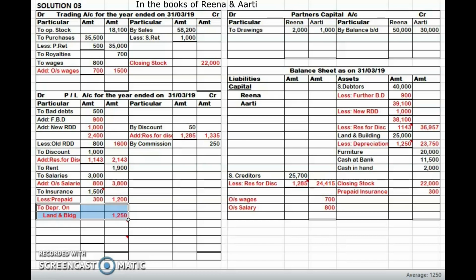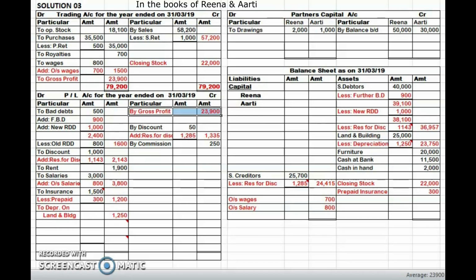Let's start with the closing entries. First, let's bring out the amount of sales in the outer column. Take the total of your trading account, that will come to 79,200. You will get gross profit of rupees 23,900. Transfer the gross profit on the credit side of profit and loss account, 23,900.